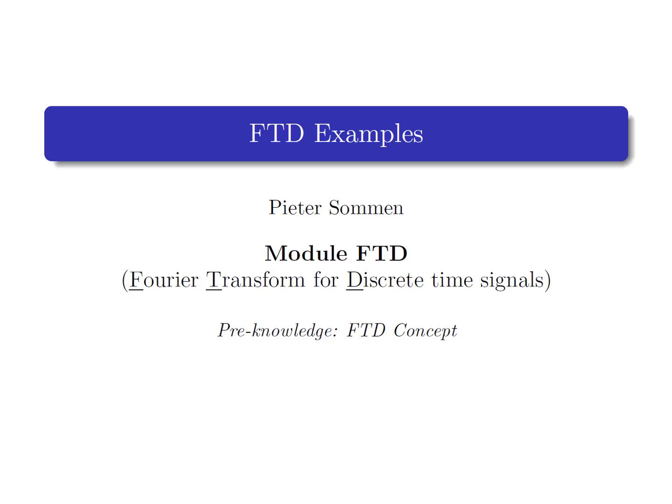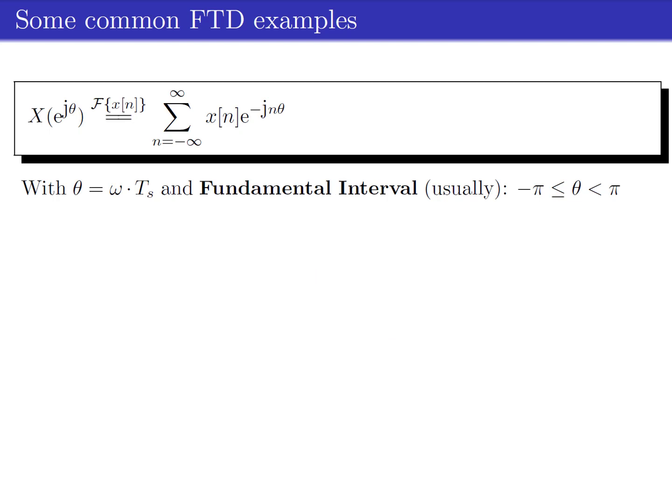Welcome to this video in which we will discuss some common DTFT examples. The DTFT equation transforms the discrete time samples x[n] into its frequency representation, denoted by X(e^{jθ}). The discrete time samples x[n] are obtained by sampling a continuous time signal x(t) with the sampling frequency fs, which is 1 over Ts samples a second.